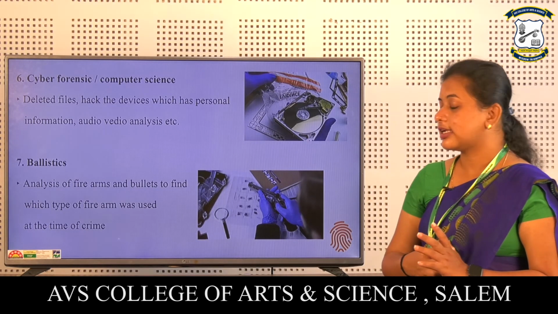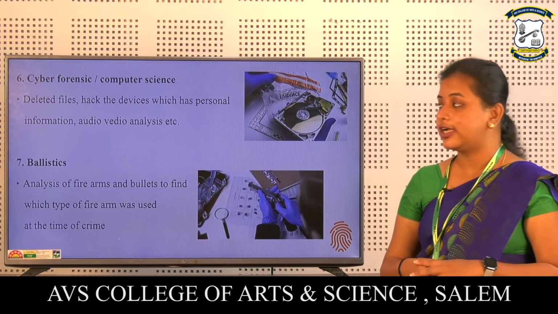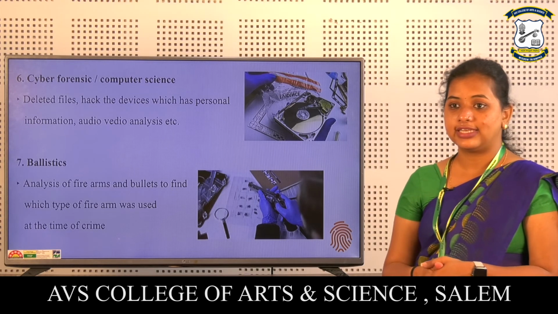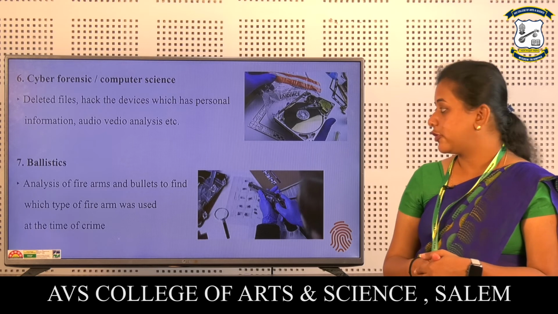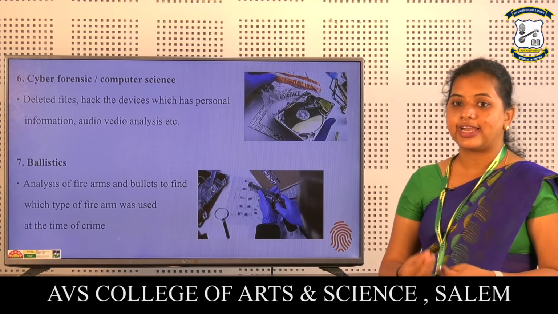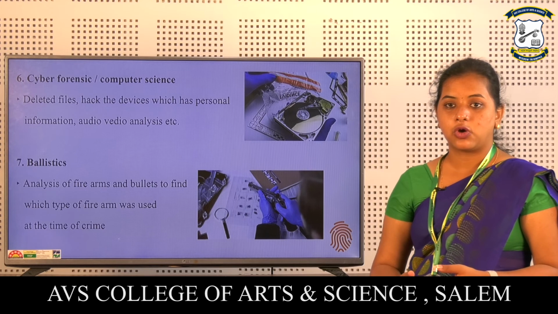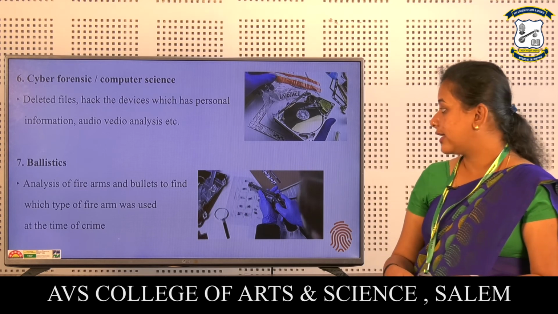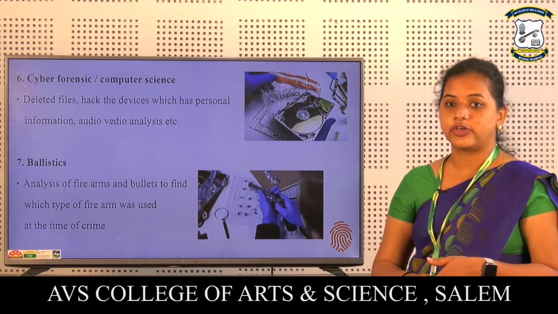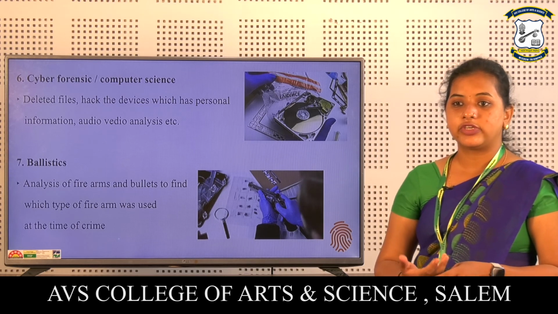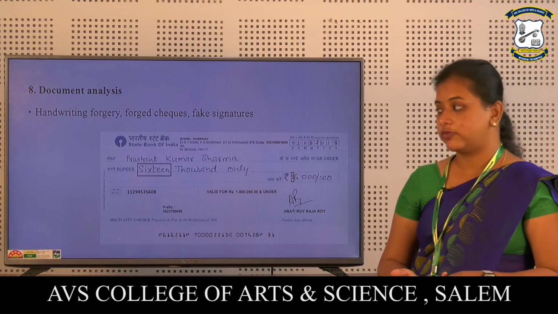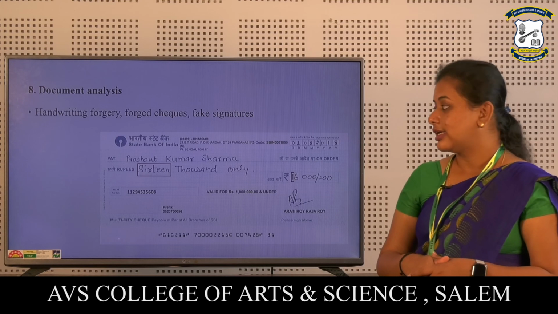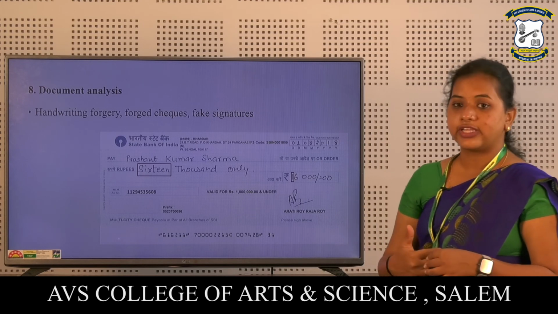Then cyber forensics and computer science are newly emerging fields. We can find deleted data from the hard disk, files, and systems, and also do audio video analysis, like identifying a ransom call or other fake messages and threatening calls. Then ballistics is the investigation of gunshot residues, identifying which bullet was used and what type of gun was used. Then we have questioned documents, which is handwriting analysis. One example is that we can identify forgeries.